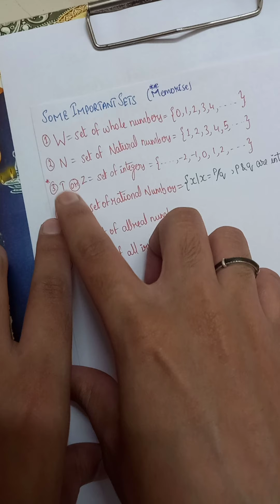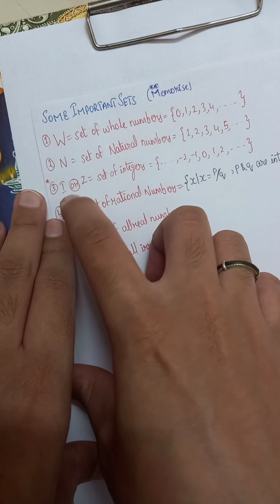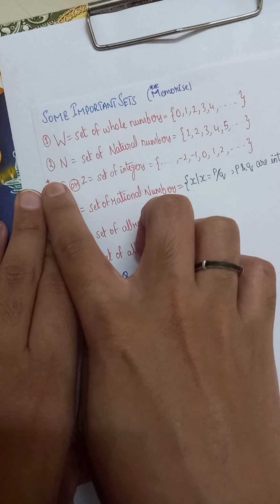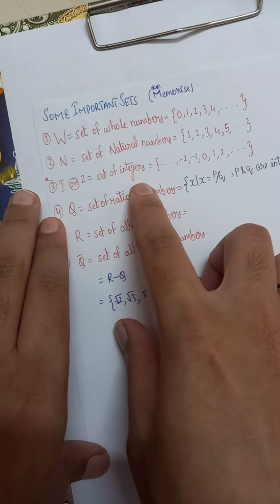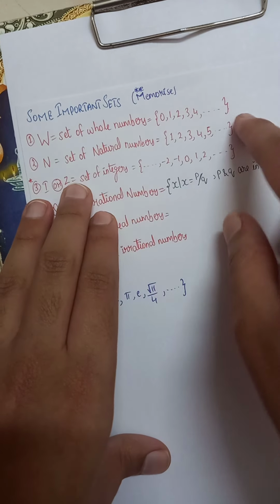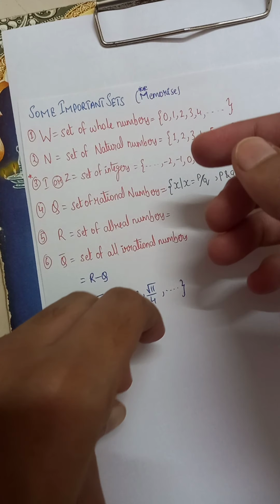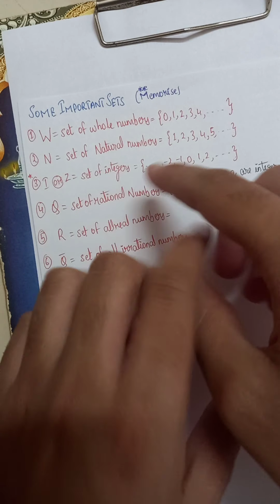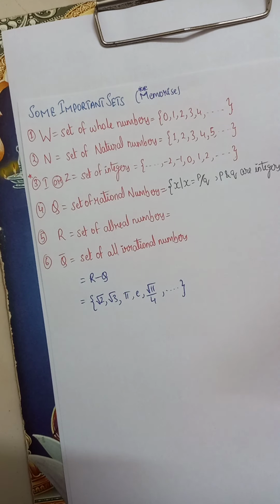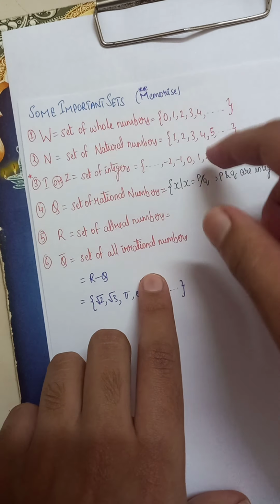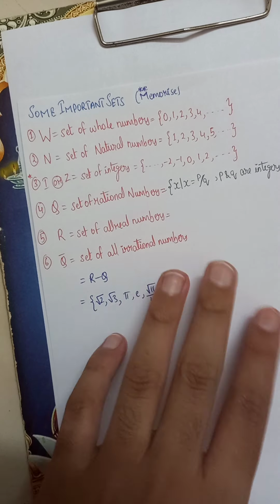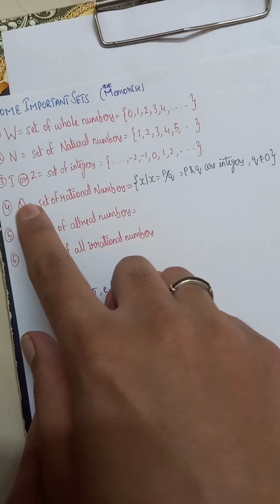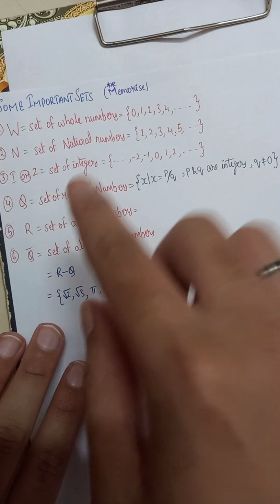And capital I or capital Z means the set of integers. You need to remember this set of integers. It means from minus infinity, which is like a very small number on the negative side, like minus 99, minus 98, and so on, minus 2, minus 1, 0, 1, 2 and so on up to infinity. Q is the set of rational numbers.